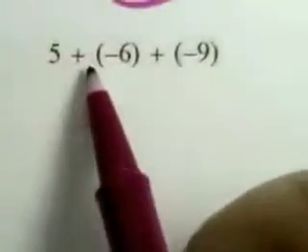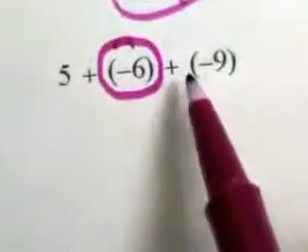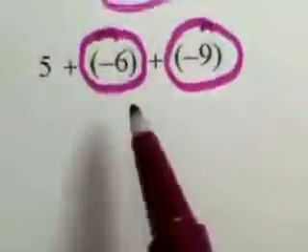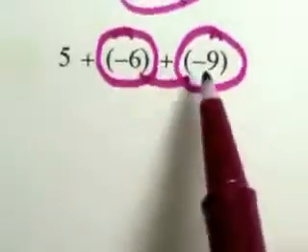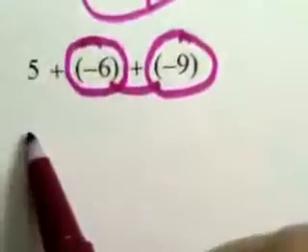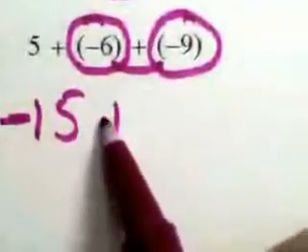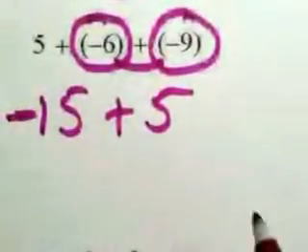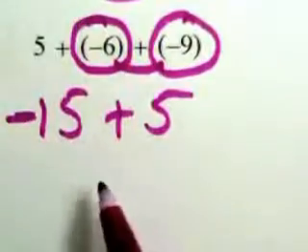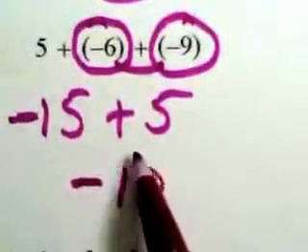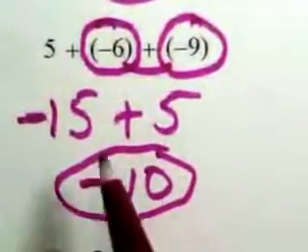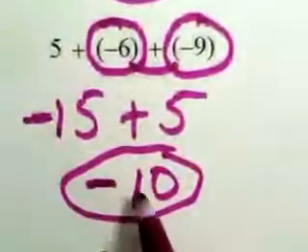Okay, here, 5 and negative 6. That's a negative, and negative 9. All right, so how many negatives do I have here? 6 and 9, that's 15. 15 boys, and then I have 5 girls. If they go dancing, there's going to be a bunch of guys left over. There's going to be 10 guys not dancing. 15 take away 5 is 10, and there's more negative.